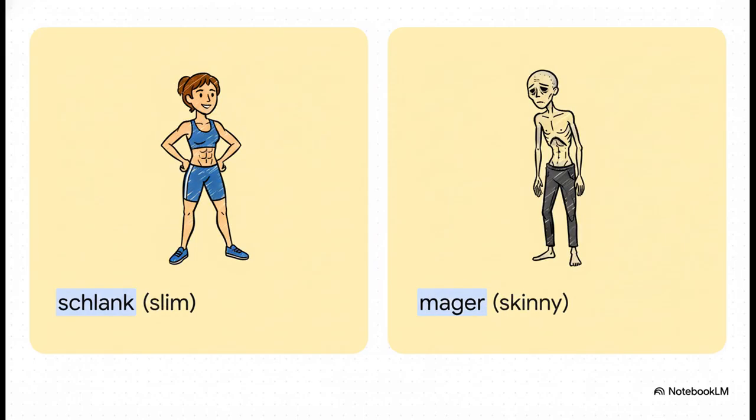Now this is where it gets really interesting, because we're talking about nuance. Schlank is a really positive or neutral way to say someone is slim, but mager is more like skinny, and it can even have a slightly negative feel to it, like someone is too thin. So you see, choosing the right word is absolutely key.